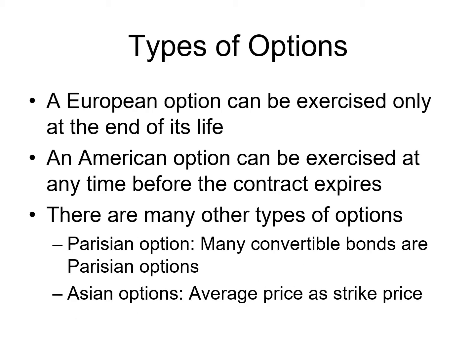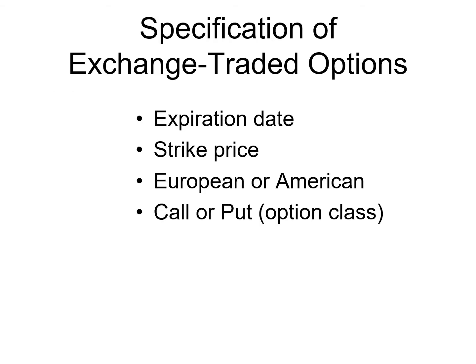There are different types of options. A European option can be exercised only at the end of its life. An American option can be exercised at any time before the contract expires. There are many other types of options, like cooperation option or Asian option. Different options have different definitions.